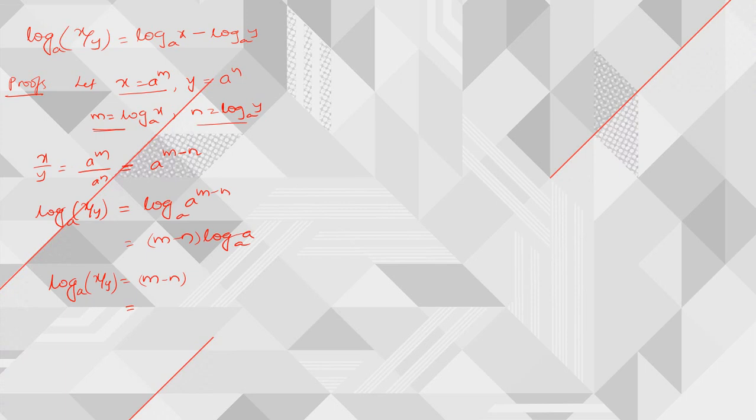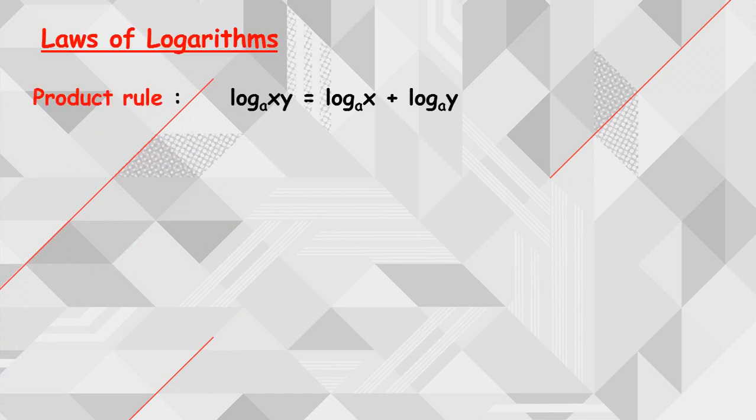Already we have found the values of m and n. So when I substitute them, what I am going to get is log x to the base a minus log y to the base a. Right. So likewise we are going to have some more laws of logarithms. So let us see them. So laws of logarithms. First one is the product rule.